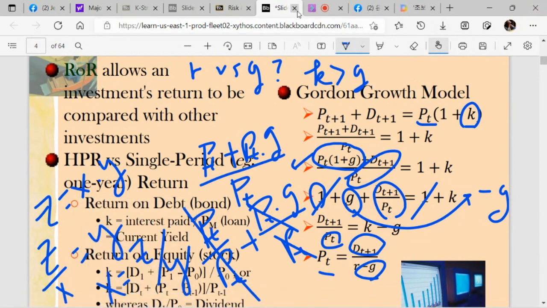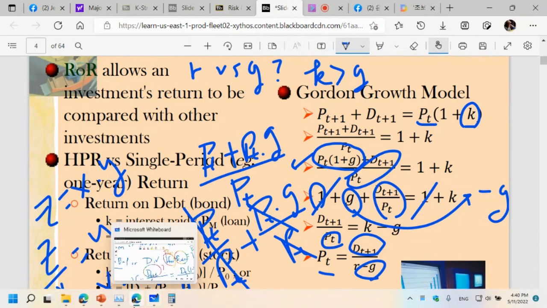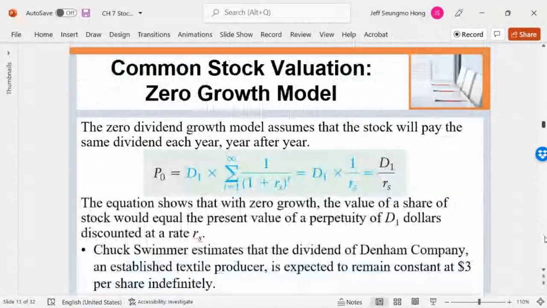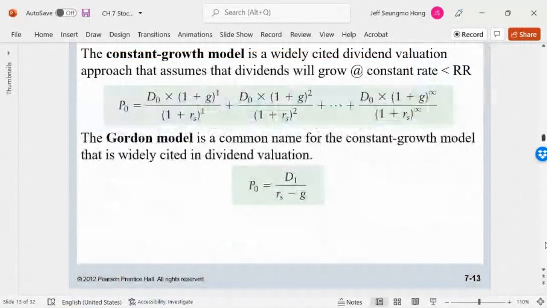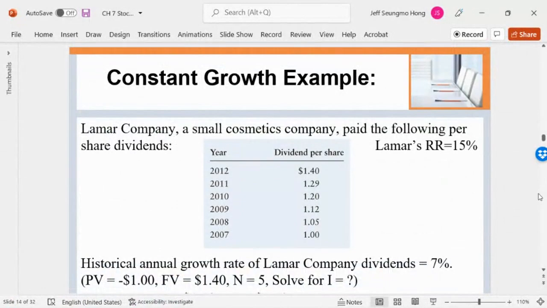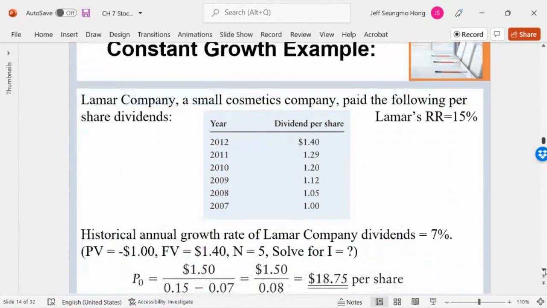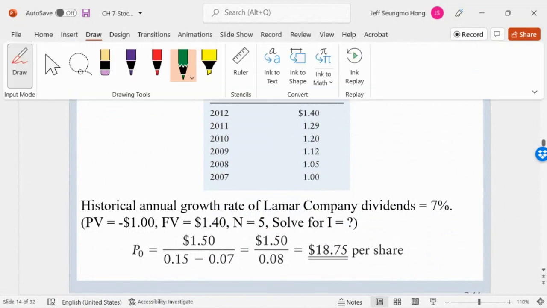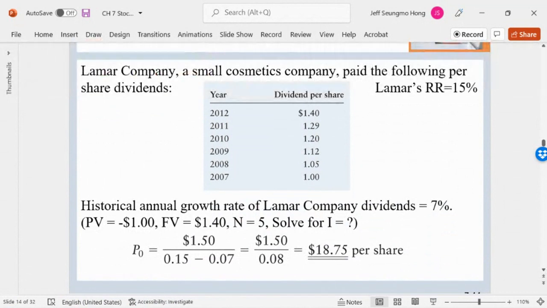So anyway, that brings us to our next example. So variable growth model. Once you know this, it's gonna be easy. So let's take a look at the next example. Lamar Company, a small cosmetics company. Once again, the name doesn't matter. We can call it just Company X, right?